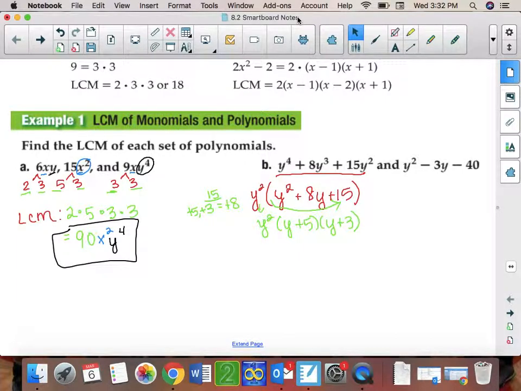And then we're going to look over here, and this is just a trinomial, so right now there's no GCF, so I'm going to factor.